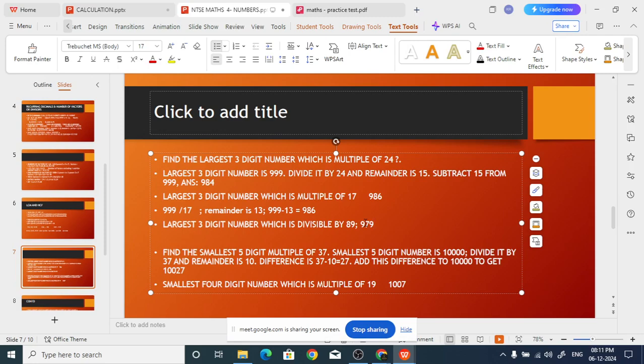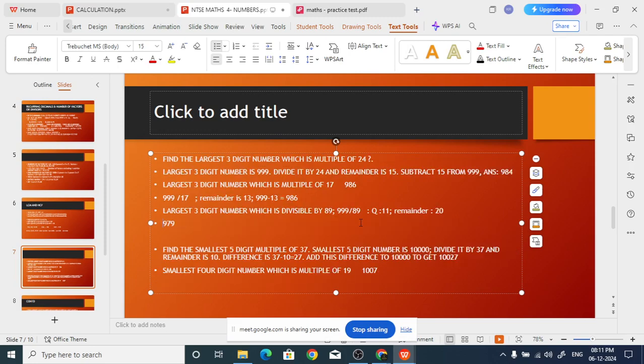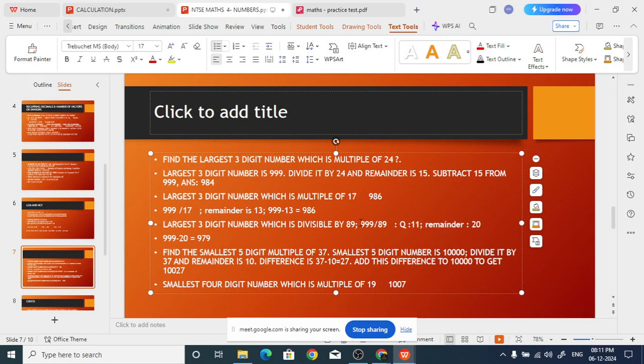Are we getting 979? See, what we have done is, 999 divided by 89 you have to put. So here, the quotient you get is 11, and the remainder is 20. So you have to minus this 20 from 999. 999 minus 20 is equal to 979. So that is the answer. 979 is the answer.